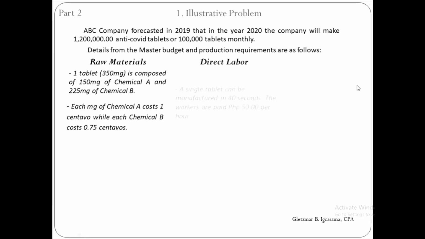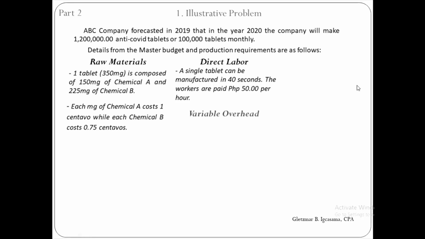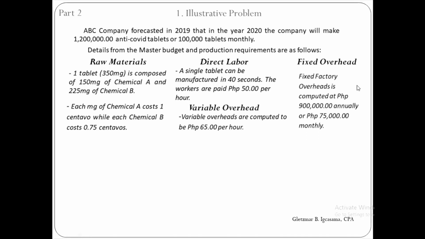For the direct labor, a single tablet can be manufactured in 40 seconds and the workers are paid on average 50 pesos per hour. The variable overheads are computed to be 65 pesos per hour. On the fixed overhead, the plan is 900,000 annually or 75,000 monthly.